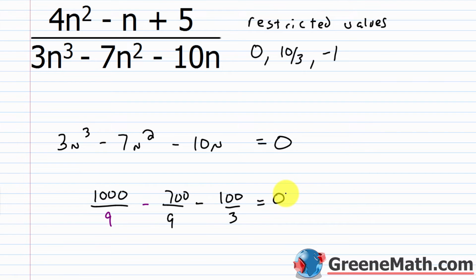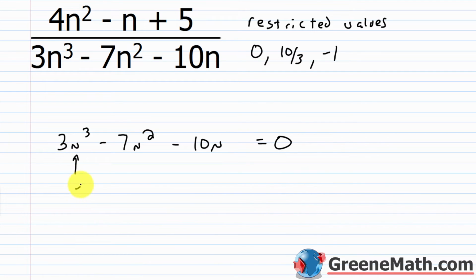Now, if I do 1,000 minus 700, that's 300. So I'd have 300 ninths, which I could simplify because each is divisible by 3 and write it as 100 thirds. So 100 thirds minus 100 thirds is 0. So that checks out. All right, so the next one is negative 1.